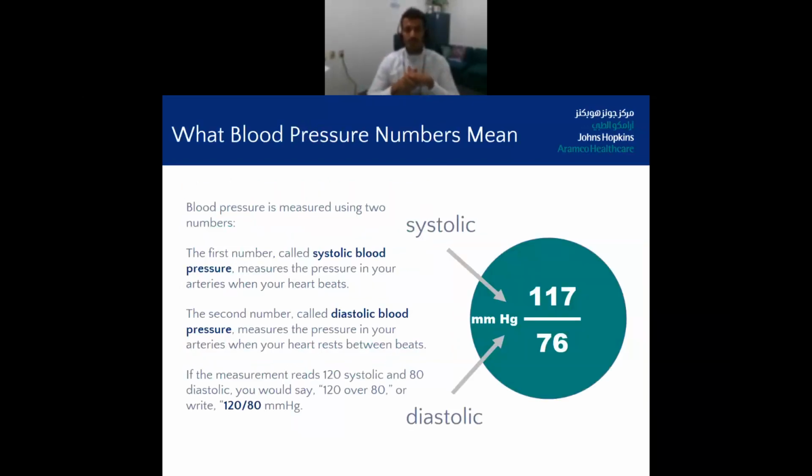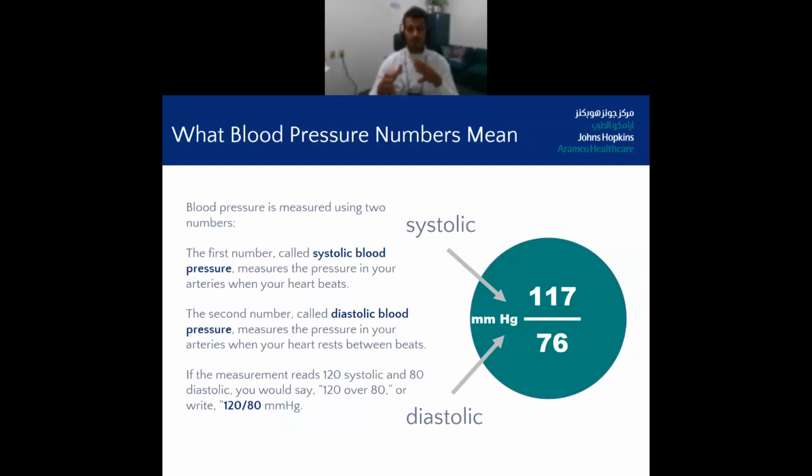So what does the blood pressure number mean? We need to know the numbers. Whenever we get our readings, we know where we stand, from normal to elevated to high blood pressure. Blood pressure is measured using two numbers. The first number, called systolic blood pressure, measures the pressure in your arteries when your heart beats. And the second number, the bottom number, is called diastolic blood pressure. It measures the pressure in your arteries when your heart rests between beats.